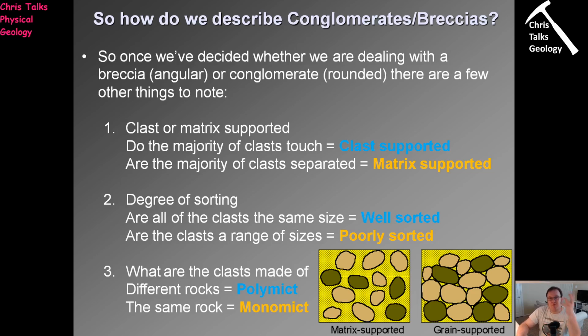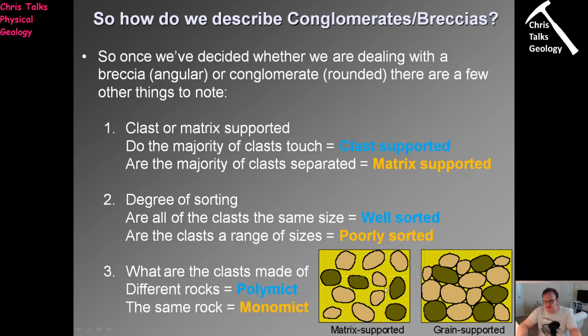So how are we going to describe our conglomerate or breccia? Well, first of all, we have to name it. Is it a conglomerate? Is it a breccia? There are a few other terms we can just throw in, which also give us some extra bits of information which are nice to have. The first thing is our matrix: is the conglomerate clast or matrix supported? So our conglomerate or breccia, what do we have?